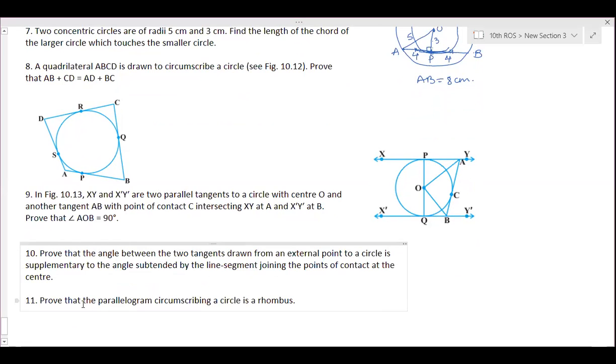The 11th also: prove that a parallelogram circumscribing a circle is a rhombus. So here, ABCD is a parallelogram and the circle is touching it, and we have to prove that it is a rhombus. We have to go exactly the same way. We have to prove AB plus CD is equal to AD plus BC. In any quadrilateral this is possible, so for a parallelogram also this is there. This is true, right?